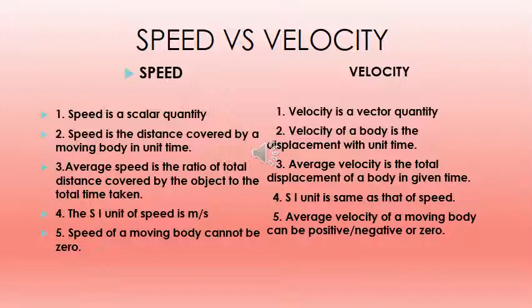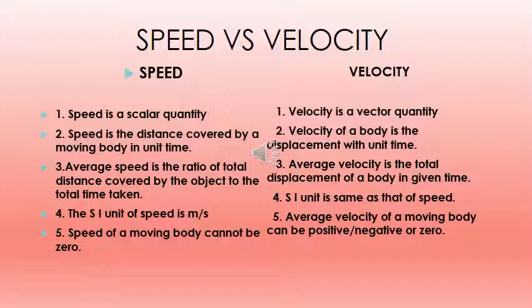Here is a comparison between speed and velocity. Just when you cover some distance in a certain time, you are said to have some speed. The speed is a scalar quantity, but if speed has direction, it becomes velocity. So velocity is a vector quantity.